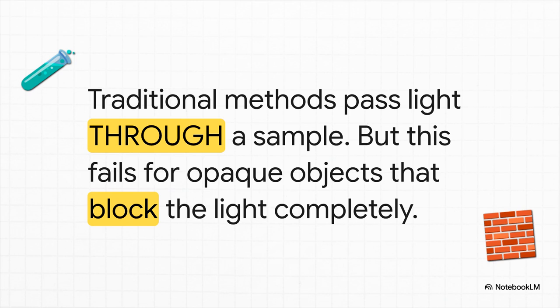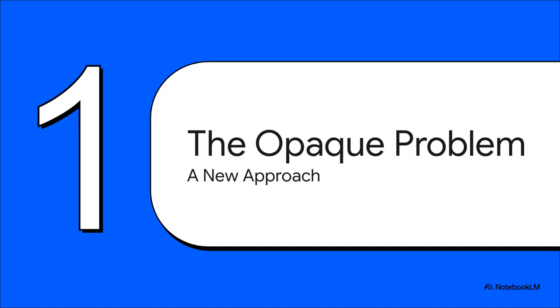The standard technique, it's called transmission spectroscopy, does exactly what it sounds like. It measures the light that makes it all the way through a clear sample. And that's great for, say, a beaker of clear liquid. But for a solid pill, a piece of food, a painted wall, the light is just completely blocked. The traditional method just hits a wall, literally. And this is what we call the opaque object problem.